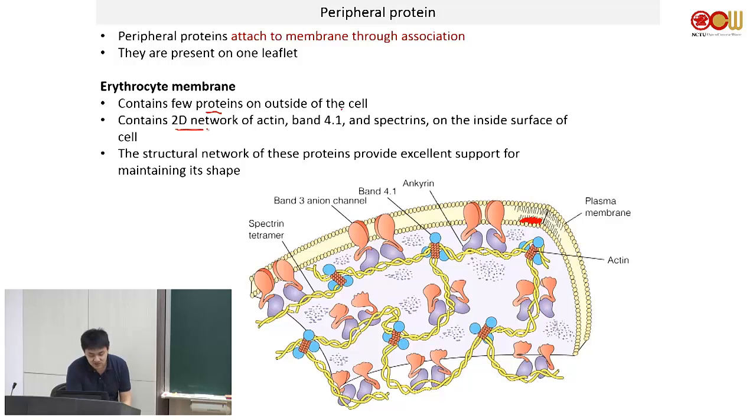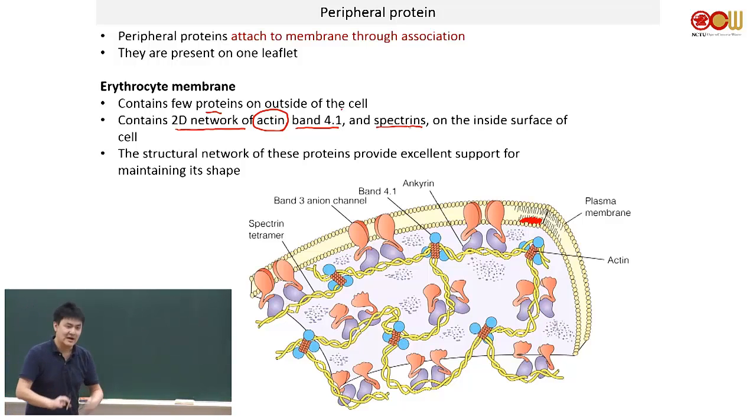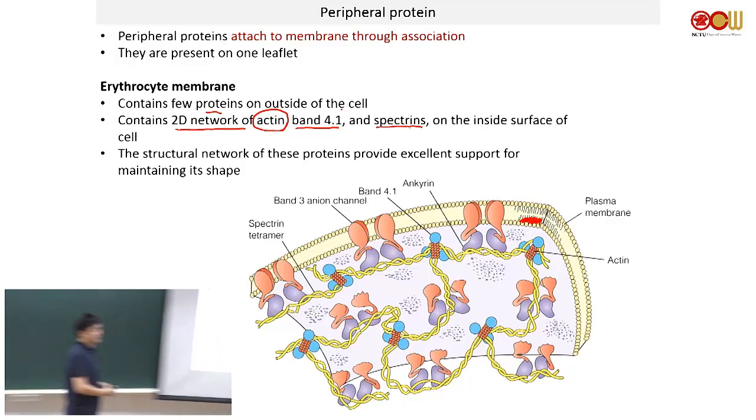It has a 2D network of things that are made out of actin. This thing called band 4.1. This thing called spectrins. Is it important you know what these things are? No, okay? I don't care if you know exactly what these things are used for. No, I want you to know the general property of what's on the inside of your erythrocytes.